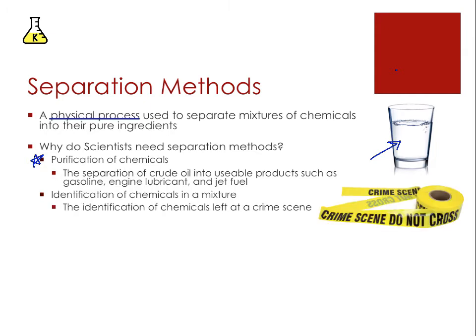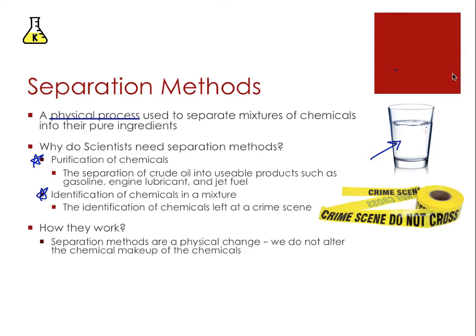We can also use separation methods as tools for the identification of chemicals in a mixture. This is, for example, very commonly used in crime scenes where a certain substance is left at the crime scene. We'll use separation methods to separate that substance into its individual components with the hopes that one of those components will provide information as to who might have committed a crime.